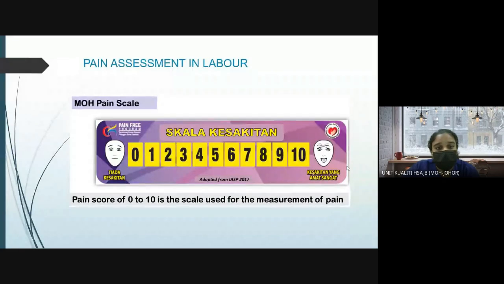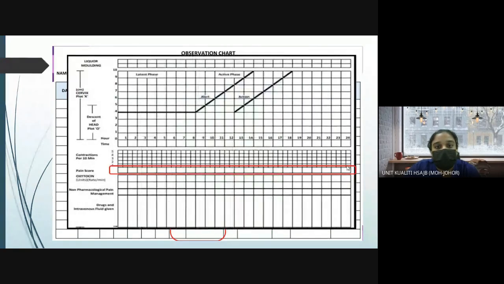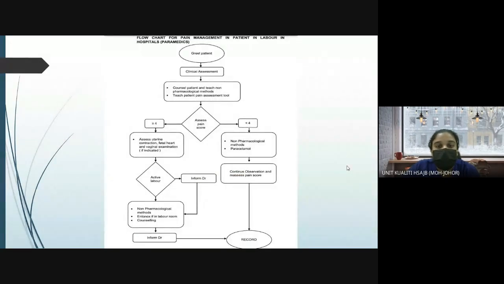So this is the pain management that we use throughout the hospital. In the obstetric chart in gynecology, this is in the ward where the pain score is seen in the chart. And also this is in our partogram, where the pain score is directly below the contractions. So this is the flowchart diagram for the pain management in patients in labor in hospitals for the paramedics.